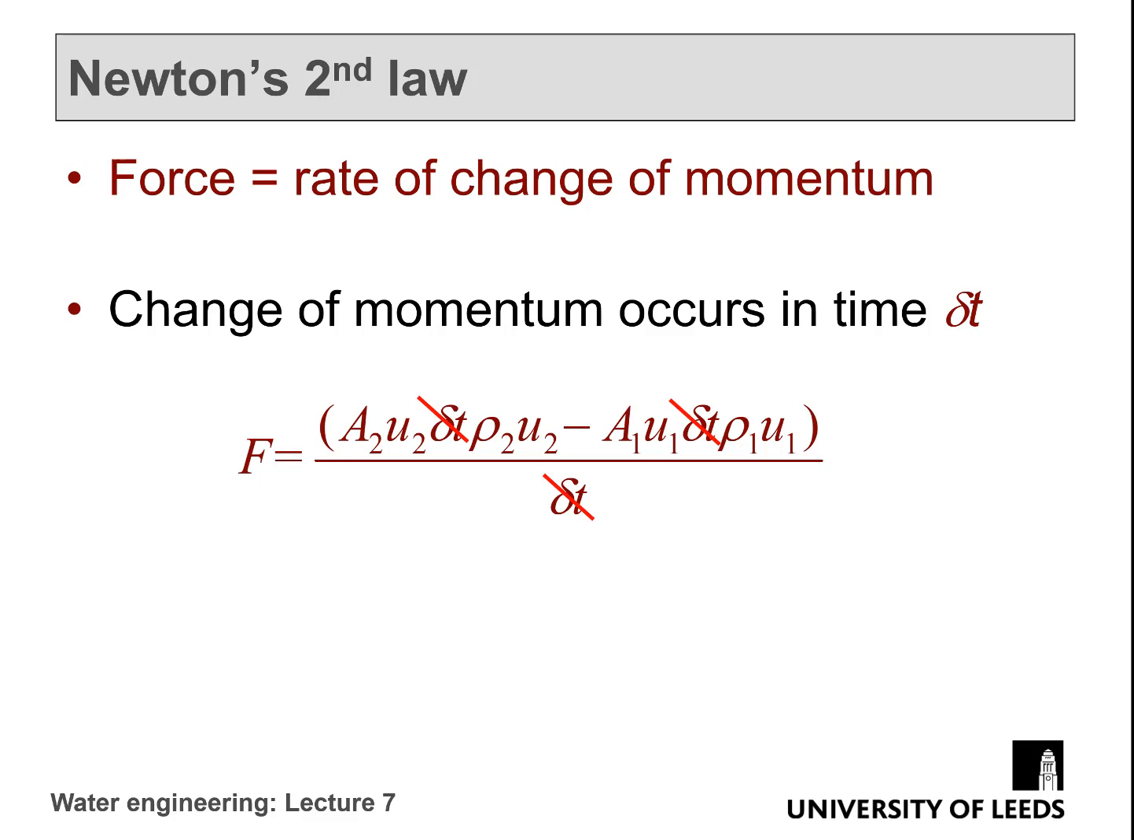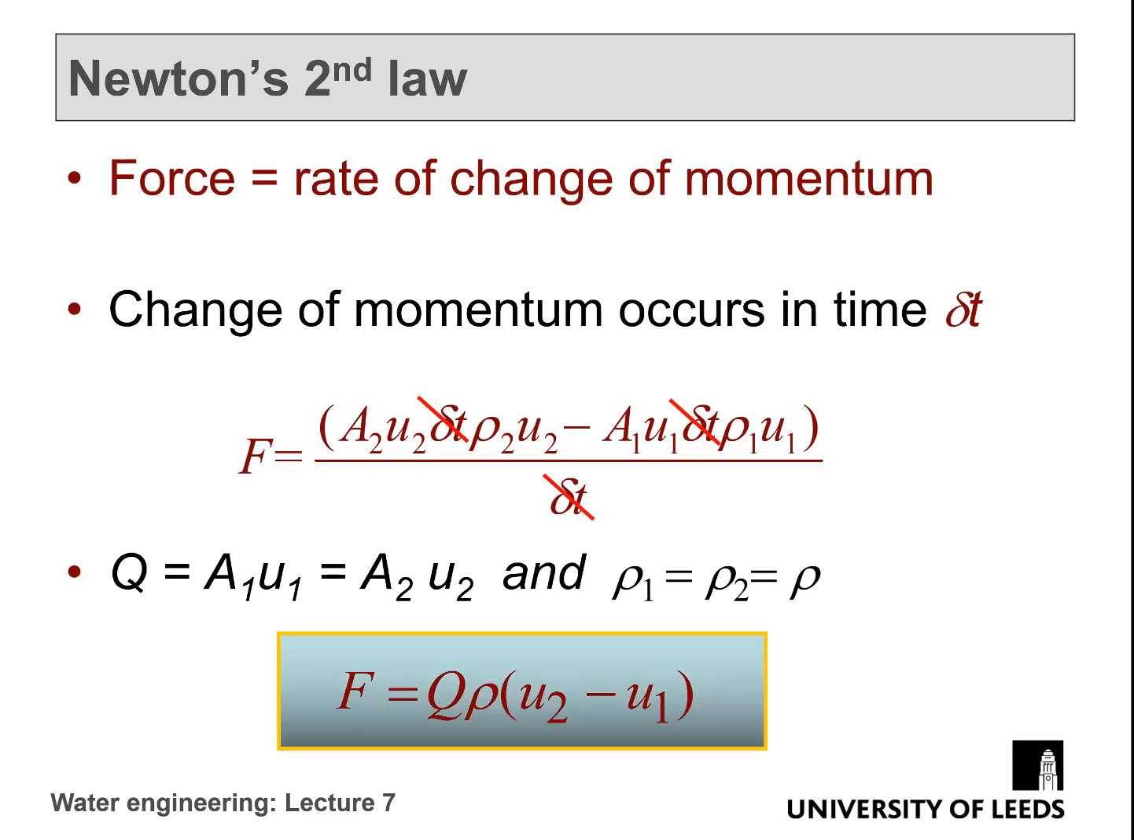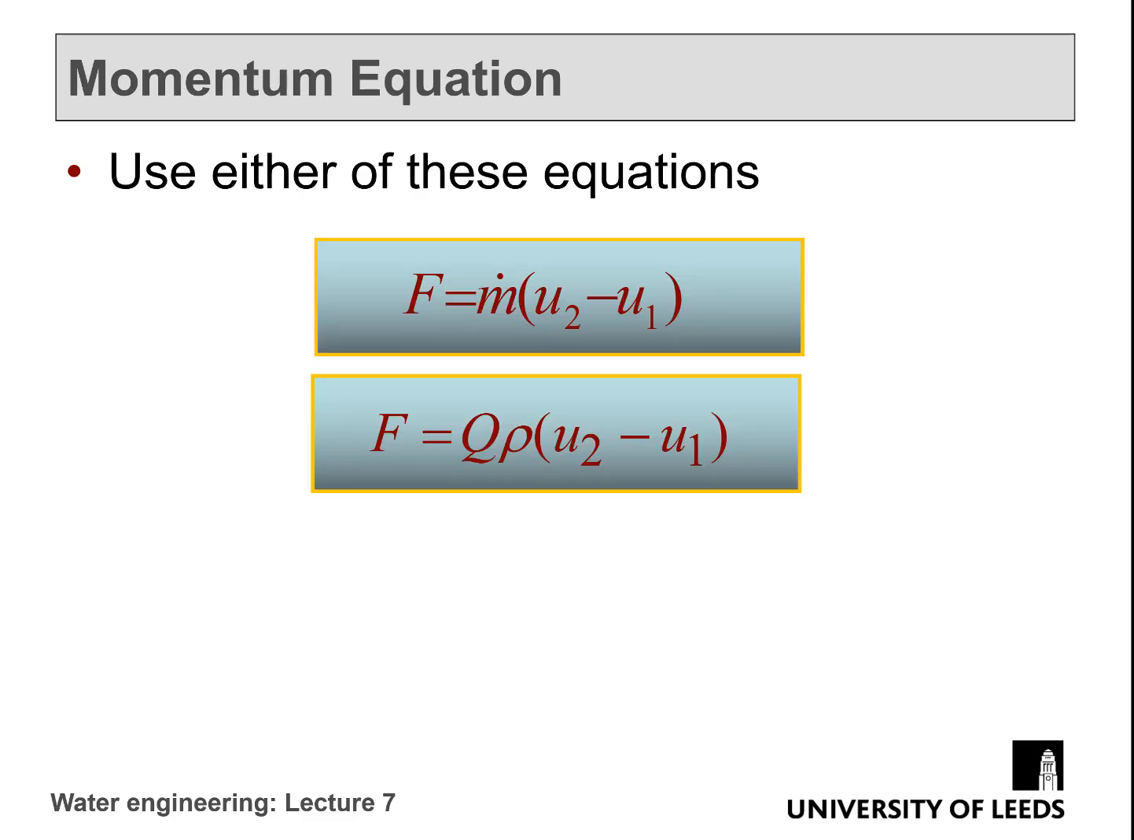We can simplify things. We can cancel that delta t out everywhere. We know that Q equals A1 U1 equals A2 U2 from the continuity equation. And if we're having incompressible fluid, constant density, rho 1 equals rho 2, and we'll just drop the subscript and put rho. Substituting those two into our equation, we get F equals rho Q (U2 minus U1). This is the momentum equation.